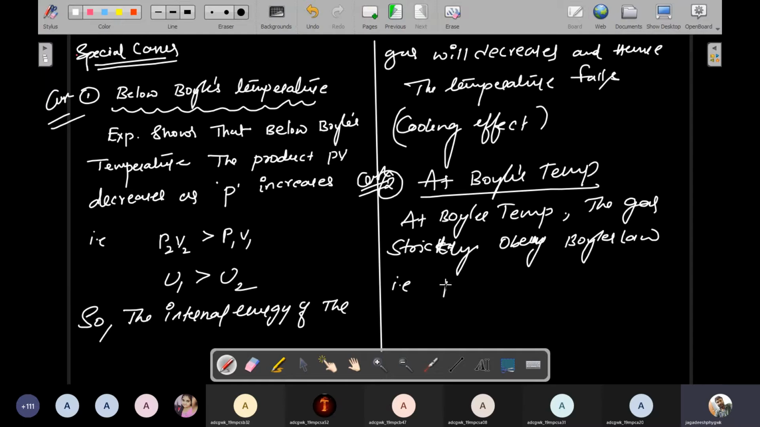That is, we can say that PV remains constant. Okay. So when Boyle's law is obeyed, the product PV remains constant. Therefore, P2 V2 in the second chamber is equal to P1 V1. In this case, U1 is equal to U2. Whenever the products PV in the two chambers are equal, then definitely their internal energies will be equal.